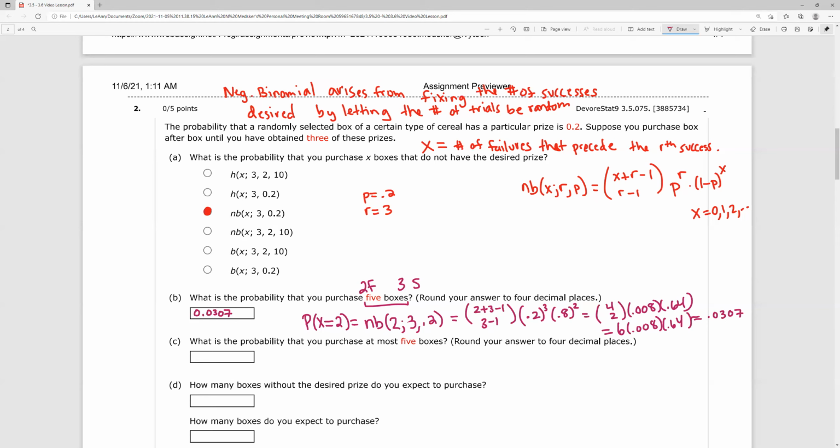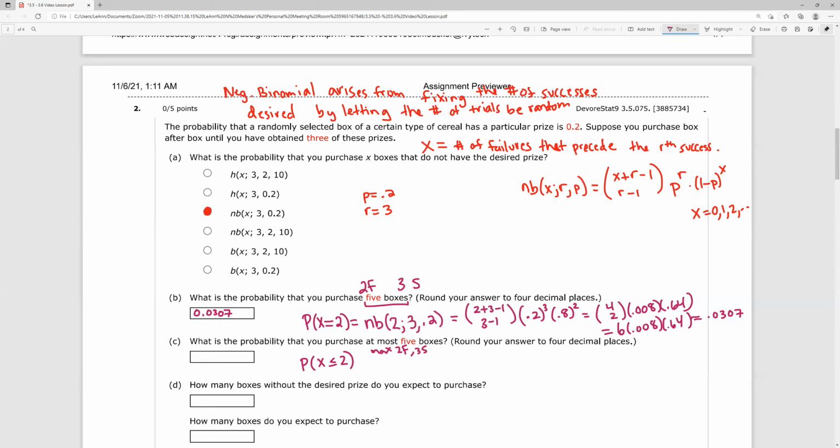Okay. What is the probability that we purchase at most 5 boxes? Okay, so they've worded this a little differently. 5 boxes still means 2 failures because we want at most 5. So that's going to be the probability that we have 2 failures or less. So our max number of failures could be 2 and 3 successes. We have to have at least the 3 successes.